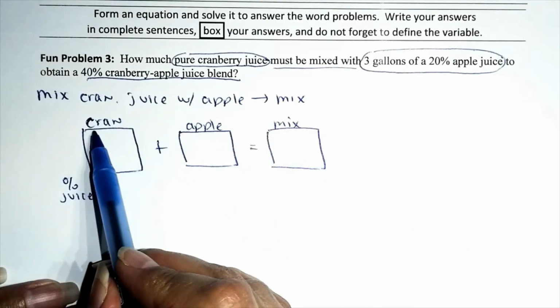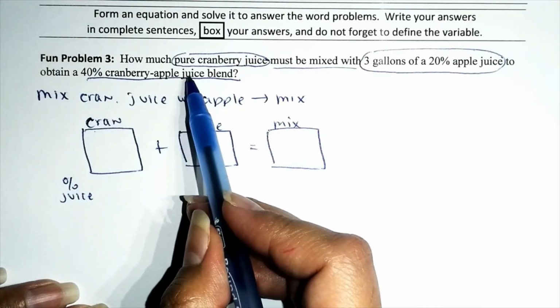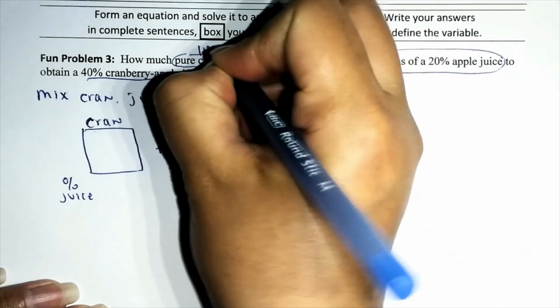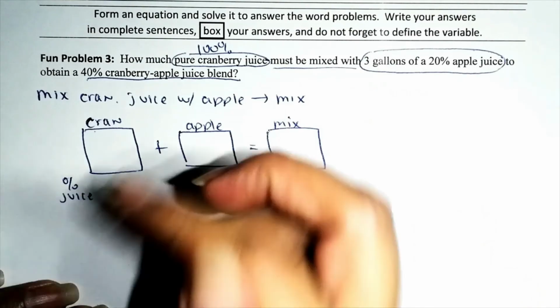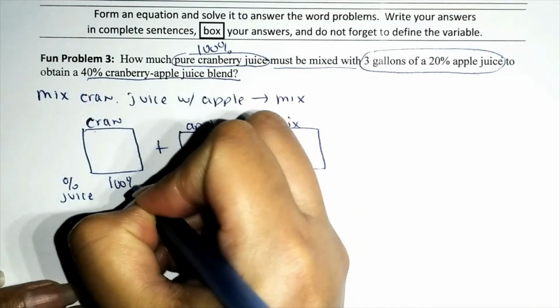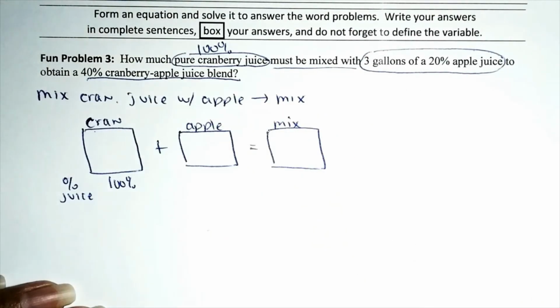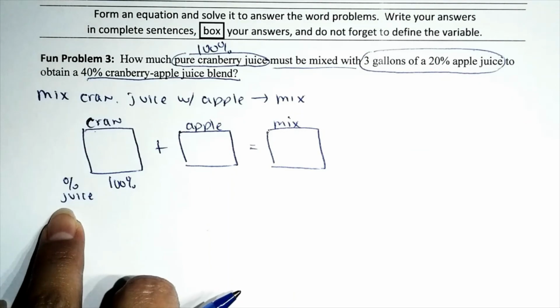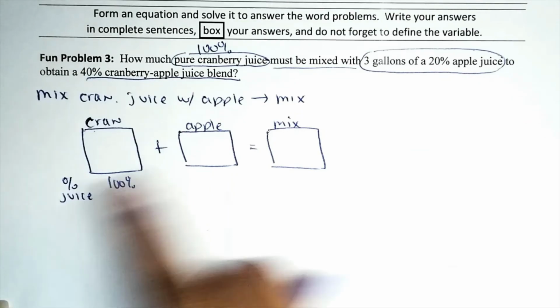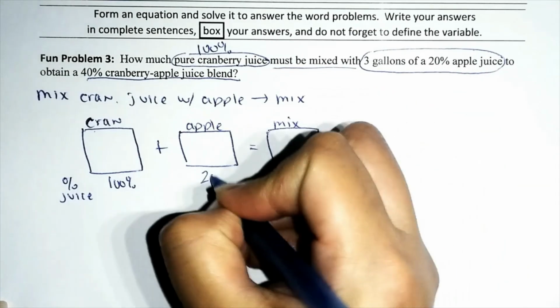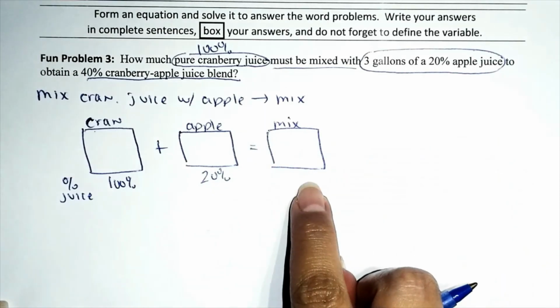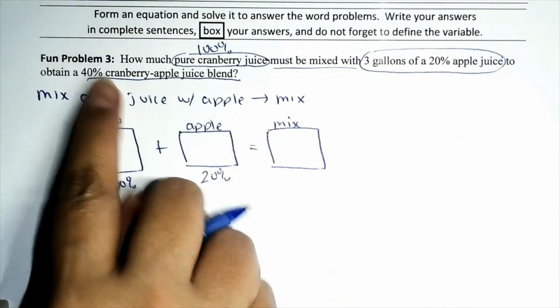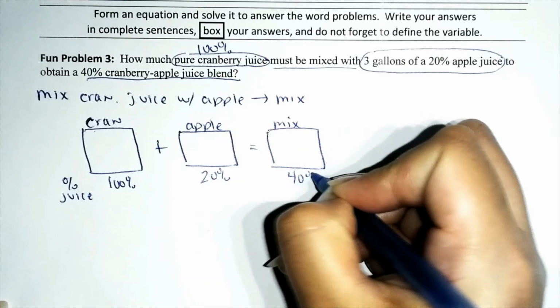Okay, cranberry, it's pure cranberry juice. So what is the strength of pure cranberry juice? It's 100%. Okay, so depending on what we're talking about, pure something could be 100%, or pure something could be 0%. This is why I like to label these things. Apple juice, what's the strength? 20% juice. What's the strength of the mixture? 40%. Okay, the blend. Cool.